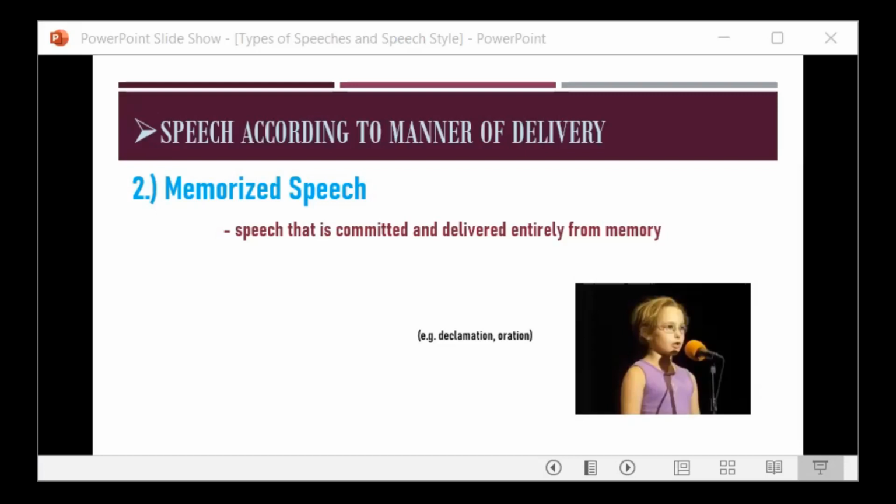So let's say, for example, the actors or actresses in a stage play are delivering dialogues with their co-actors.